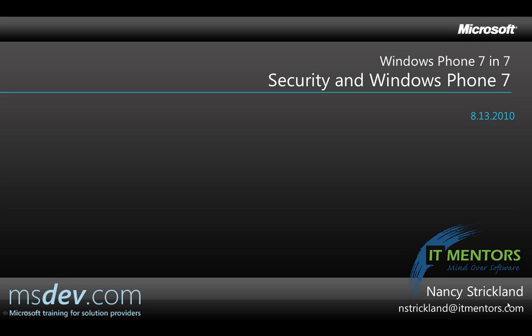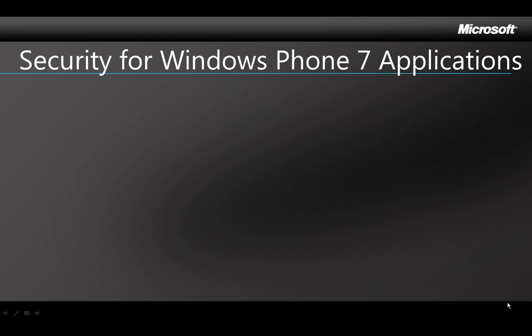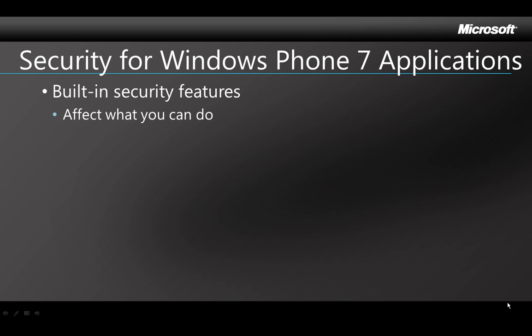Hello, my name is Nancy Strickland, and in the next 7 minutes I'm going to discuss security in Windows Phone 7 Silverlight applications. There are a couple of aspects to security on Windows Phone 7 that can affect you as a developer. First of all, there are built-in security features on Windows Phone 7 that can affect how you have to program. And second, if your application will be sending or receiving data across the web, then you'll need to be sure that any sensitive data is secured.